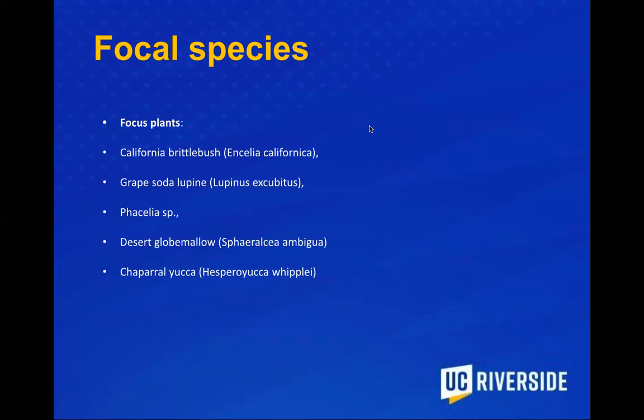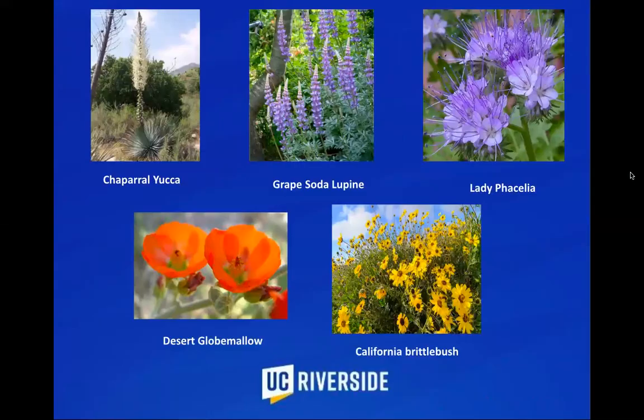So we have 5 focal species. It's California brittle-bush, grape soda lupine, the genus Phacelia, desert globe mallow, and chaparral yucca. And as you can see from these photos, they're very diverse. They're all different sizes, different colors. And this will allow us to have a much more generalizable idea of how elevation and climate change are affecting floral functional traits, and in turn, how it affects pollination.